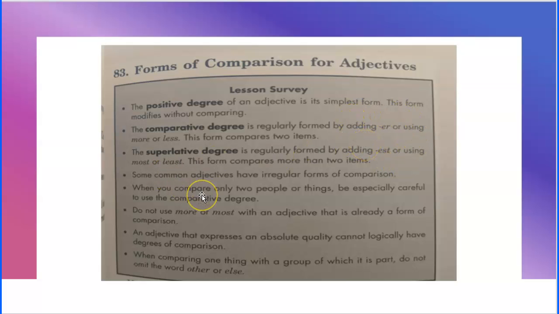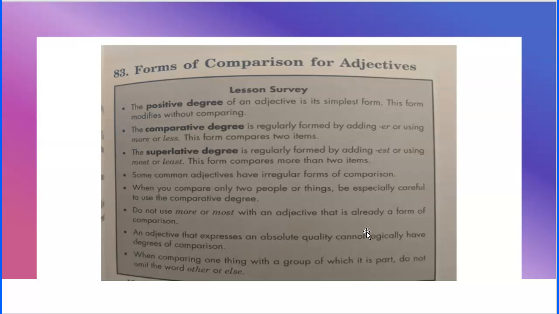And then finally, the superlative degree is where I would look at 3 or more trees and I would say that one on the right is the tallest, and I add EST to it. Now, the other things that are pointed out here in the gray box, some adjectives have irregular forms. Welcome to the English language.